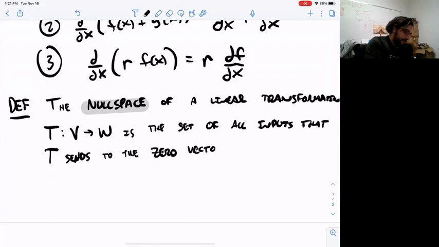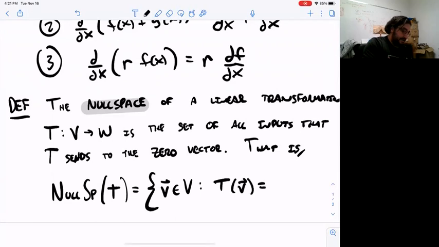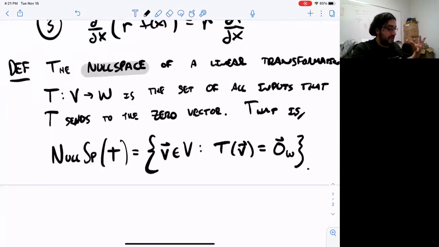So if you want to say it a little more formally, we'll write: the null space of T is what set? It's the set of all vectors v in big V such that T of v equals the zero vector of W. That's our definition of null space, right? I have it here once in words, once in symbols. The set of all inputs that go to the zero vector when T is applied.